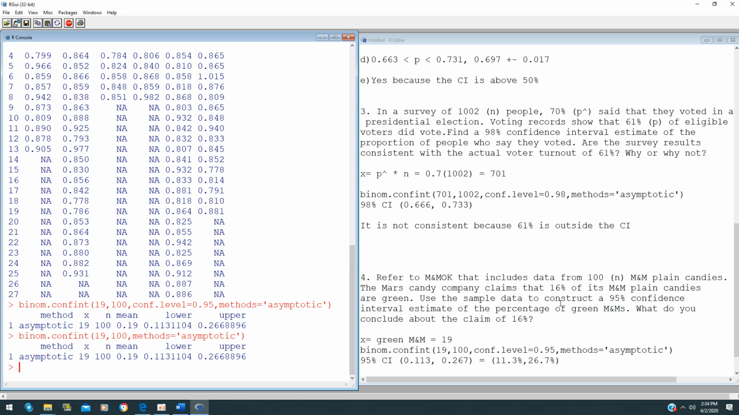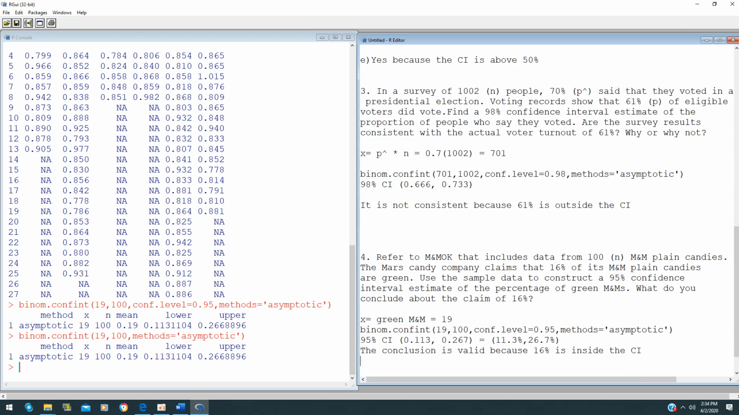Once you finish finding the confidence interval, this question is asking what do you conclude about the claim of 16%? So my question is, is 16% inside or outside this range? In this case, since 16% is inside this confidence interval, the conclusion is that the claim is valid, because 16% is inside the confidence interval. So this is how we're going to do question 4 in your homework here.